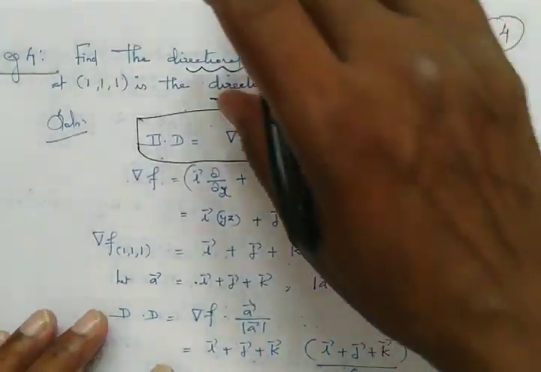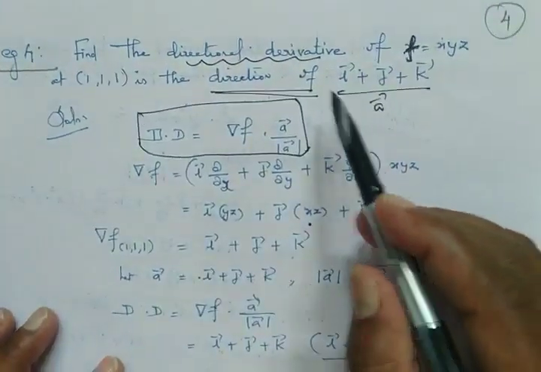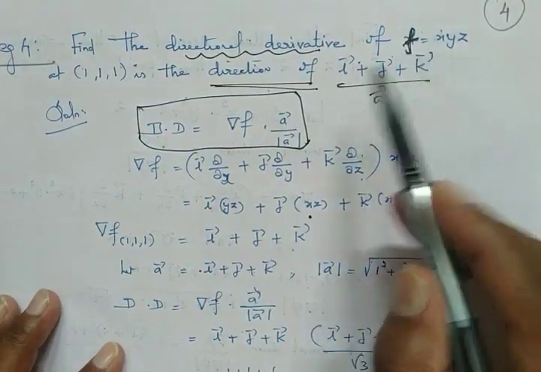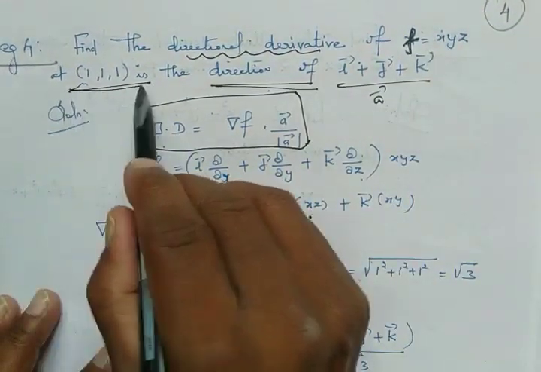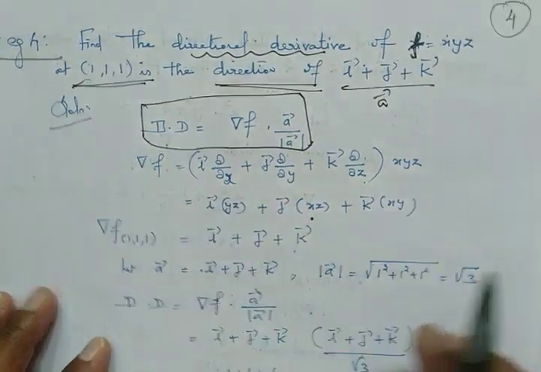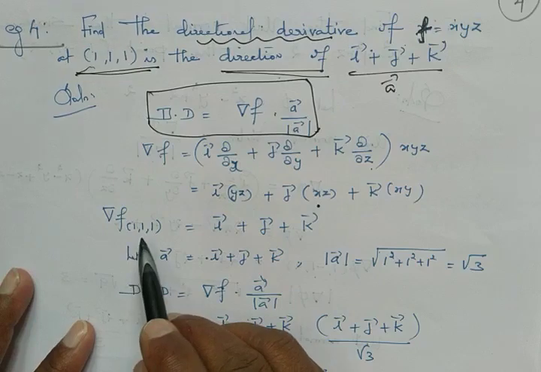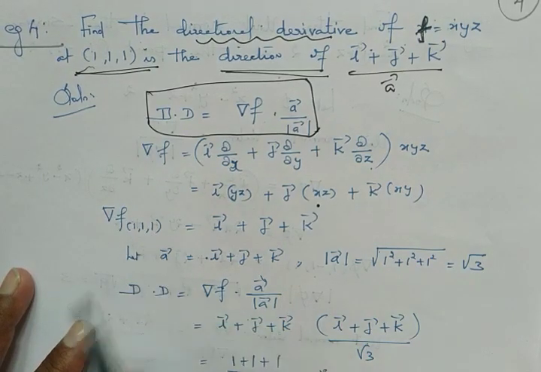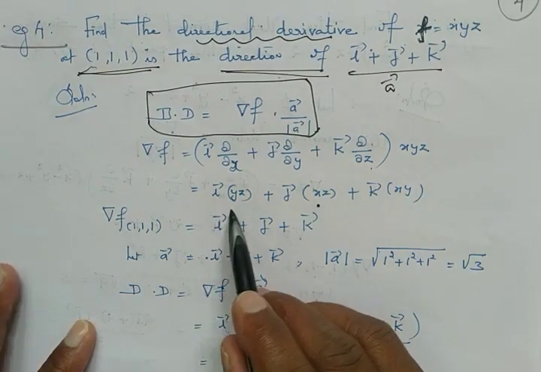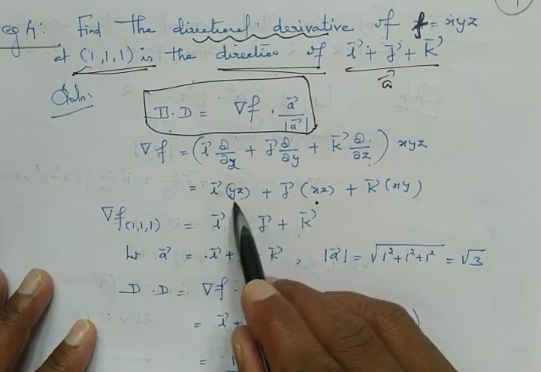But one more thing they have given very clearly in the question: find the directional derivative of f at the point (1, 1, 1). If it is given, you are going to substitute the value of x equal to 1, y equal to 1, and z equal to 1. So now if you put all three variables' value as 1, x, y also 1, 1.